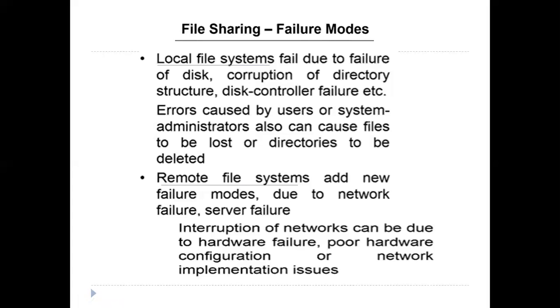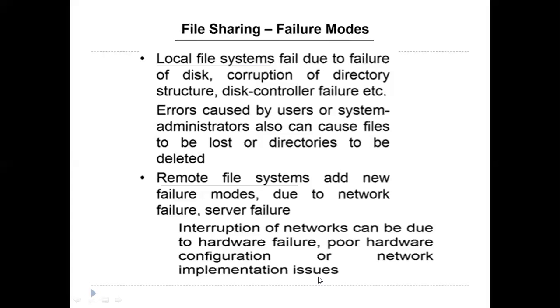But how about in the case of a remote file system? When you're accessing a file in a remote area, could there be a possibility of failure? Yes. What kinds of failures could you have? Either there was a network failure, right? You're accessing with the help of a network. There could be a failure in the network, or there could be a failure in the server itself. The server would have hung, or there's some problem with the server, right? So there could be a failure either at the network or at the server level. Let's say our local system is good, working fine, but there could be an issue at the connecting end or at the server end. Interruption of network can be due to hardware failure, poor hardware configuration, or network implementation issues.